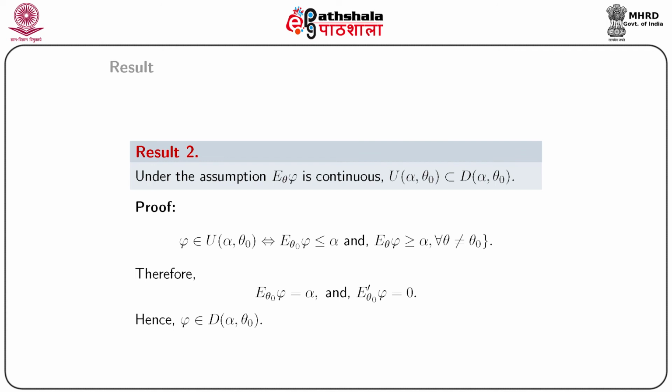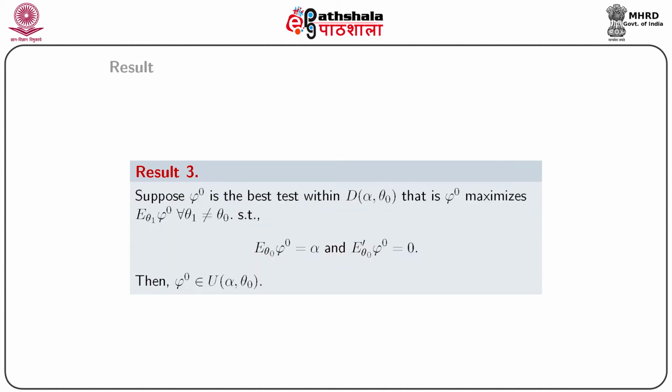Let psi belong to U alpha comma theta naught. This is equivalent to E theta naught psi less than or equal to alpha and E theta psi greater than or equal to alpha for all theta not equal to theta naught, and therefore E theta naught psi equals alpha, and E prime psi under theta naught is equal to 0, and hence psi belongs to D alpha comma theta naught. We consider another result, result 3.